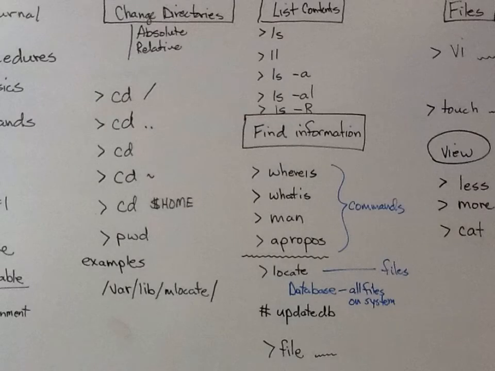Next thing was change directories. Absolute and relative. The absolute path, you can give a slash and give the entire path to the directory, starting at the very top. Relative, you can just indicate where you're going based on where you're at. If you're not sure where you're at, this command right here, pwd, will give you your present working directory. Okay? So let's take a look at these.